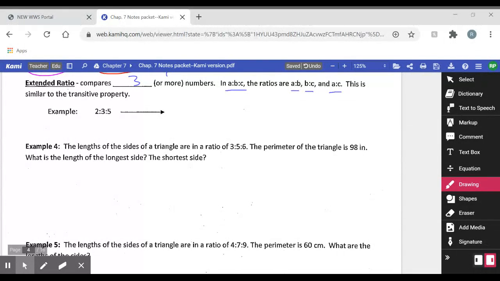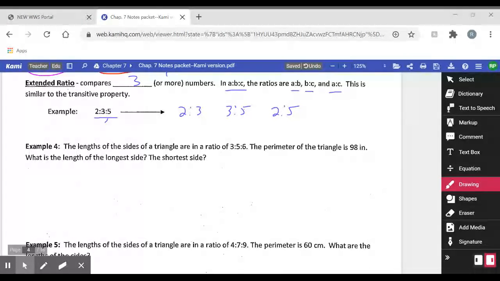So the example it's saying here, 2 to 3 to 5, we can say, okay, 2 to 3, 3 to 5, and 2 to 5 are all ratios that we're dealing with here.